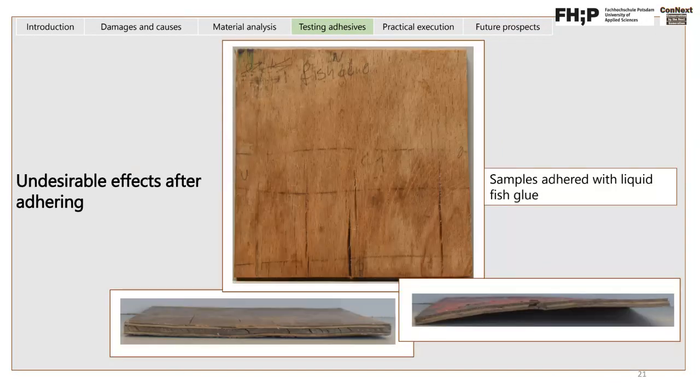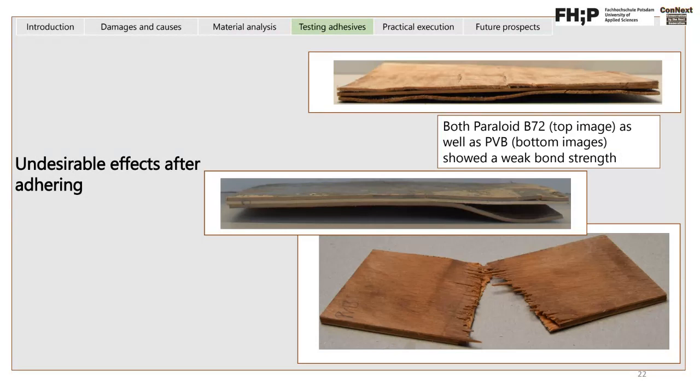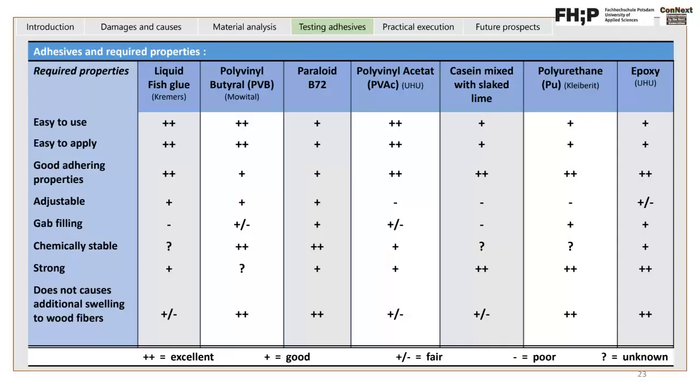Free water content of the adhesive may lead to too much swelling and shrinkage of the veneers, causing their deformation and splitting. A weak bond strength may cause premature failure of the glue line, as you can see here. In conservation, we set high expectations of adhesives, but none of the adhesives on the market actually meets all the requirements we aim for.